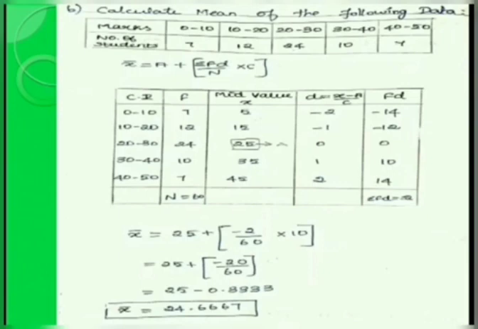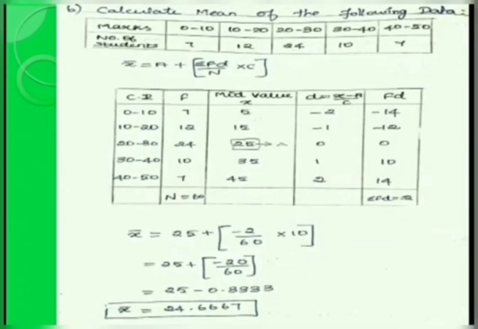After finding D, you have to multiply F into D. So 7 into minus 2 will be minus 14. 12 into minus 1 will be minus 12. 24 into 0 is equal to 0. 10 into 1 is 10. 7 into 2 is 14. So which is our FD. Now we have to sum all the values in FD, which is we have to add all the values in FD. So you will get summation FD is equal to minus 2, and summation of F, or N, capital N, is equal to 60.